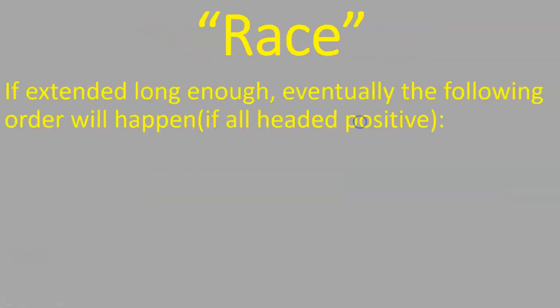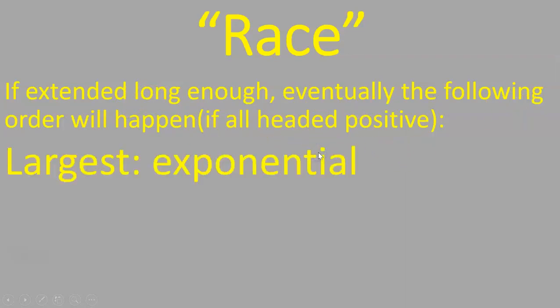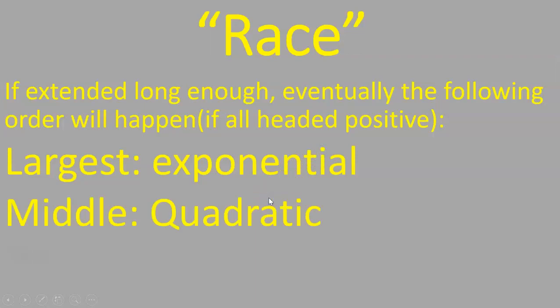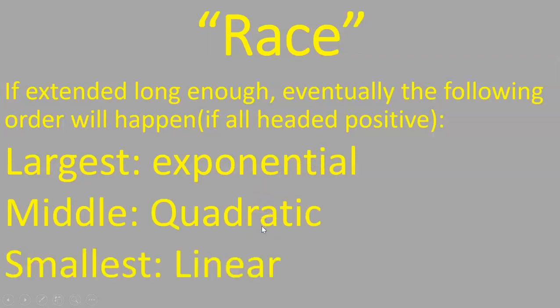Also, what happens when they race? We talked about it already. But if extended long enough, eventually the following order will happen if all headed in a positive direction. Largest will be exponential, middle will be quadratic, smallest will be linear. Now, if they're all headed in a negative direction, the exponential will get the most extreme. They'll actually get the smallest, so they'll get the most negative of the three. And of course, sometimes you have one headed in a positive direction, one headed in a negative direction, which you don't really think about so much. But the fastest growth is exponential. The slowest growth is linear of the three.